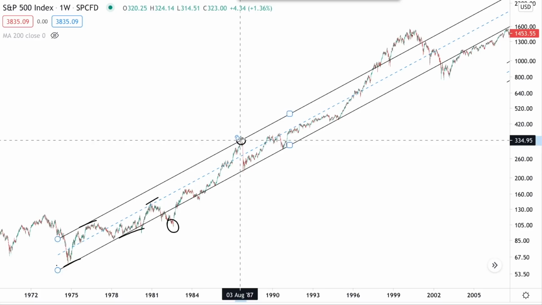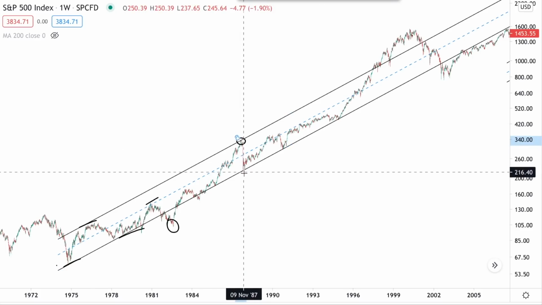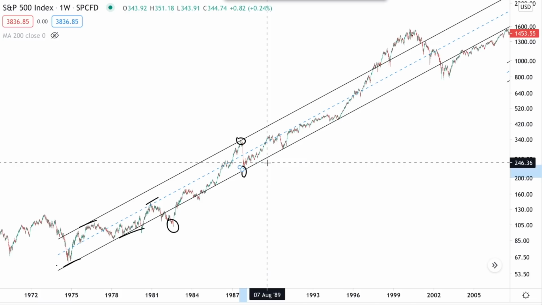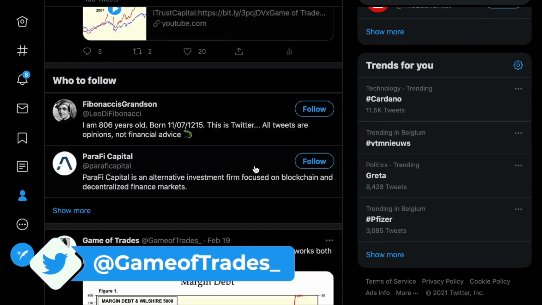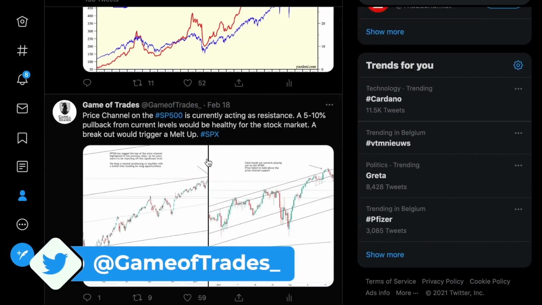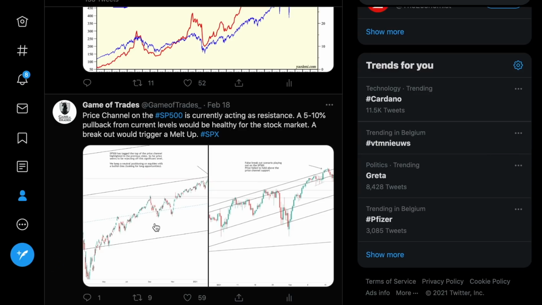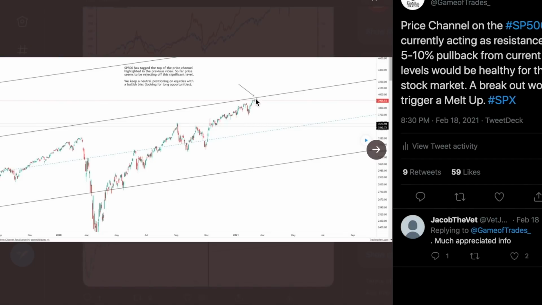The 1987 top and the 1987 bottom are both captured within this price channel. So that's just to show you guys how significant this level is. And in fact, on our Twitter, on one of our last posts, this post right here, we talked about this price channel as we were starting to hit it right here.